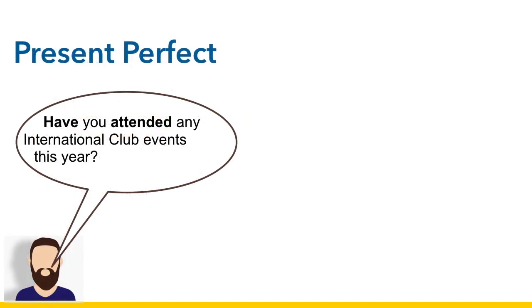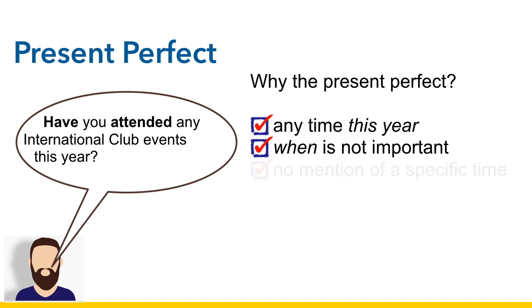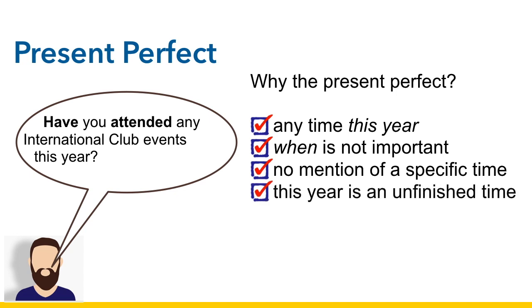Another member asks Rachel, "Have you attended any international club events this year?" Why does he use the present perfect here? It's because he wants to know if Rachel has attended any events any time this year. When is not important, and there's no mention of a specific time in the past. This year is an unfinished time. This year has not finished yet, so this is not considered a time in the past.